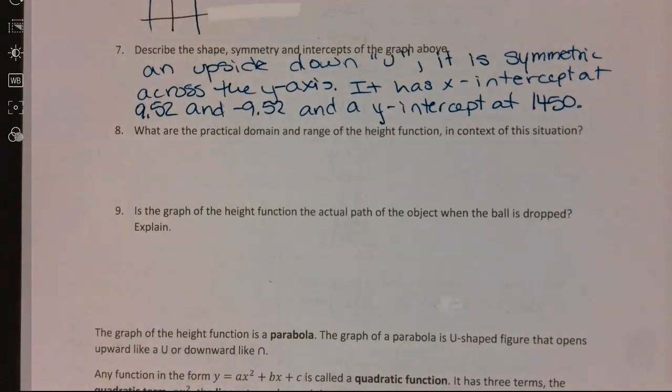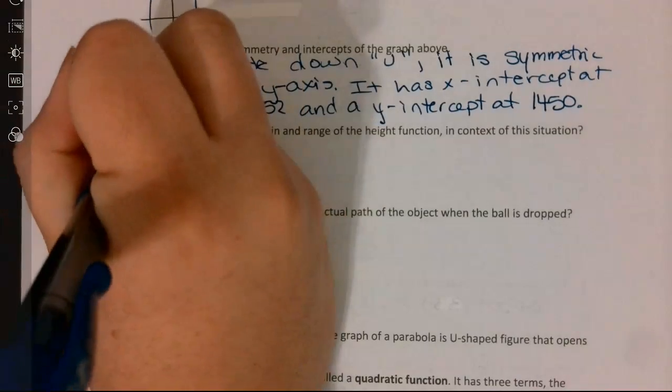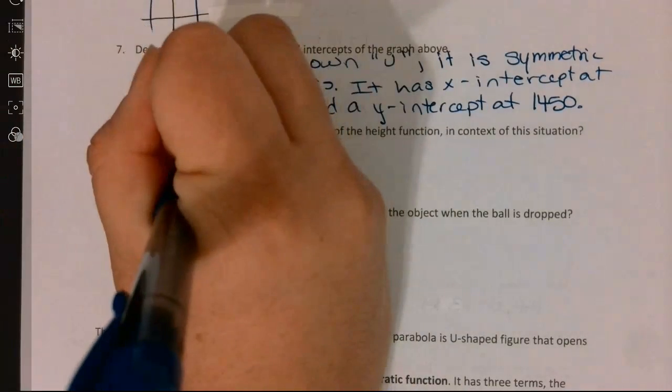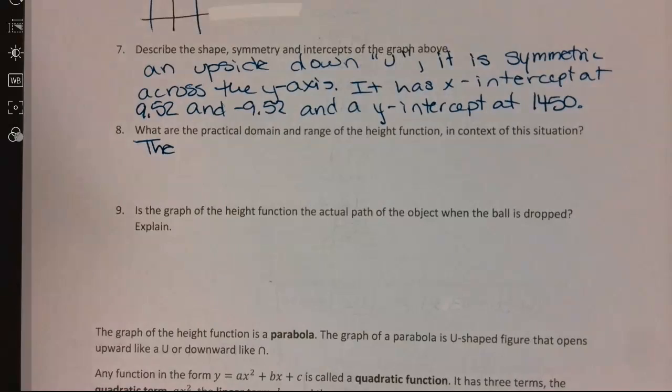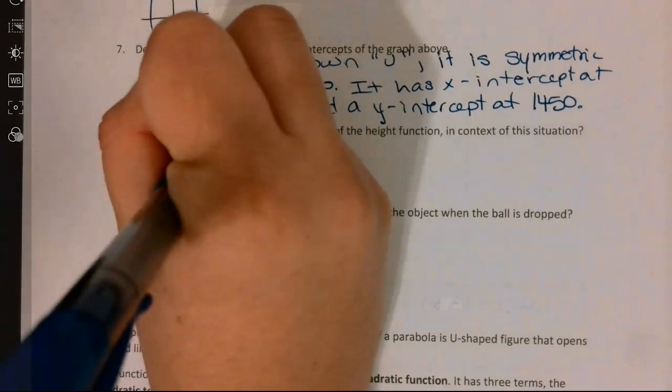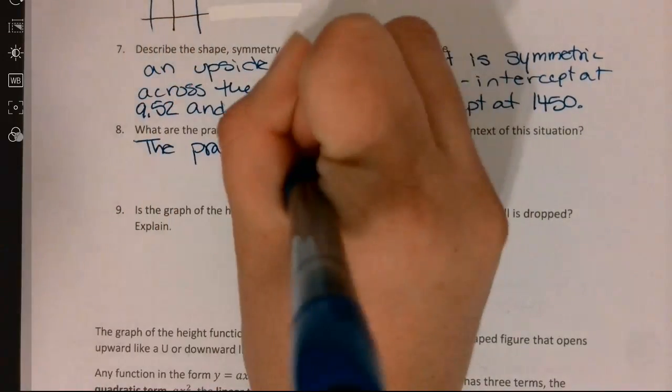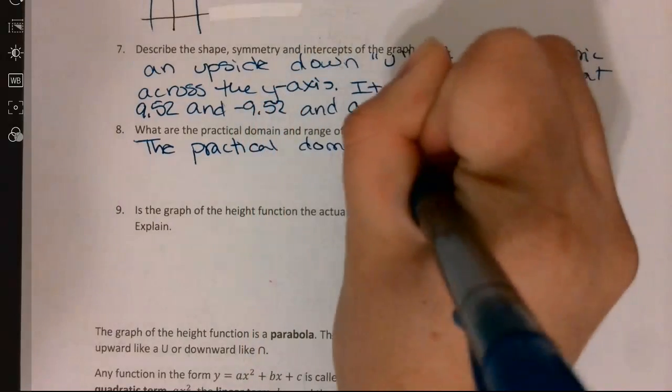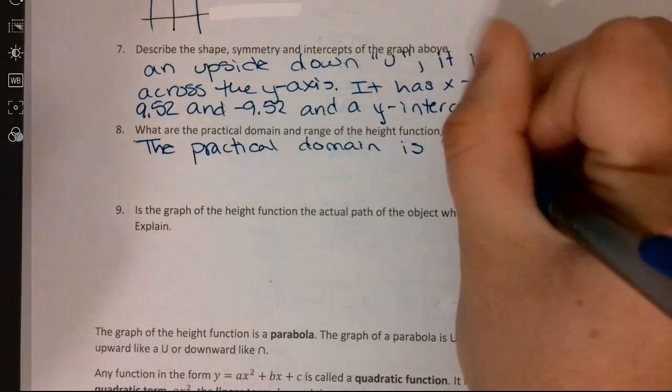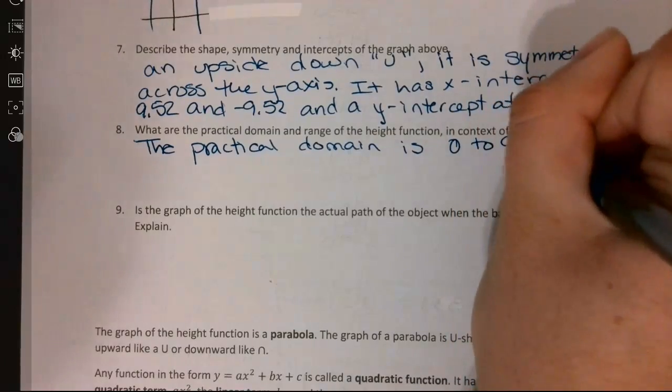Okay, the practical domain and range of this height function. So I can't go back in time for my function. So the practical domain is 0 to 9.52. And the reason it stops at 9.52 is because that's when it goes below ground level. You can't go below ground level. So the practical domain is 0 to 9.52.